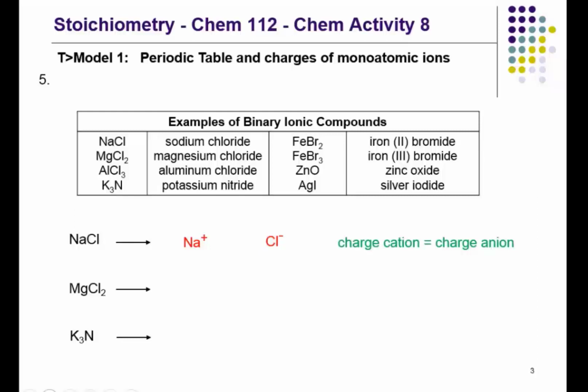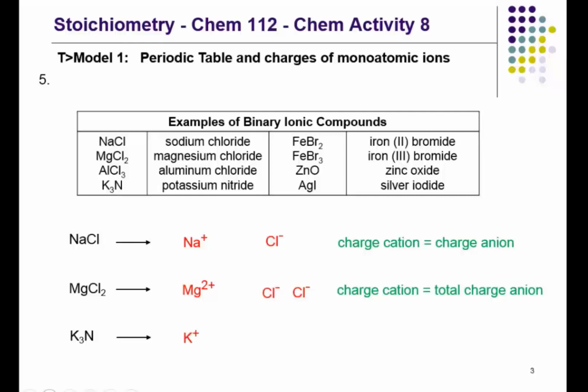In a similar way, consider magnesium chloride. Magnesium, we know, is an alkaline earth metal, and all alkaline earth metals produce a +2 charged cation. The chlorine is a halogen, which produces a -1 charge. There are 2 of them. Therefore, you can see that once the charges are balanced, the charge of the cation has to equal the total charge of the anion.